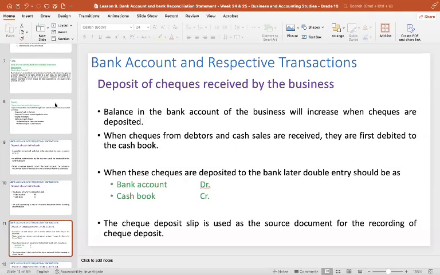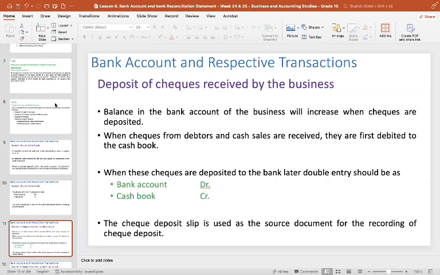Then what? Then deposit of checks received by the business. Now, first we talked about deposit of cash. Now we are going to learn about deposit of checks received by the business. When you are doing business, you are receiving cash as well. You might receive checks. Some of your business partners may be doing transactions by checks. Then you might receive checks.